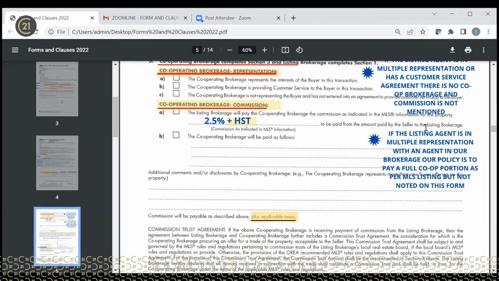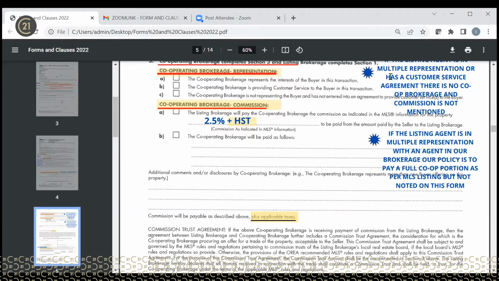But nowhere on here do you talk about commission if it is within the brokerage, because the seller is paying the full commission to the brokerage, and it's up to us how it's dispersed. And we absolutely pay our agents who represent buyers the full portion of what is represented on the MLS agreement.